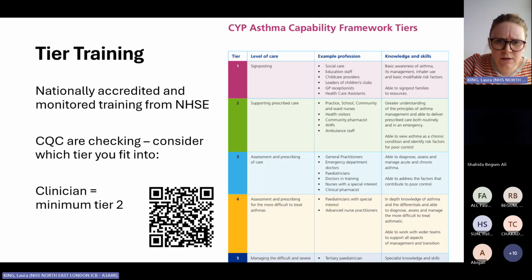Tier training, if you haven't done it already, I'm sure a lot of you will have done already. Think about where you fit. Clinical minimum is tier 2, which is free and takes around 45-50 minutes. Tier 3, if you're a prescriber, you should really be doing tier 3. It's about 7 hours. You can save and come back to it, also free.